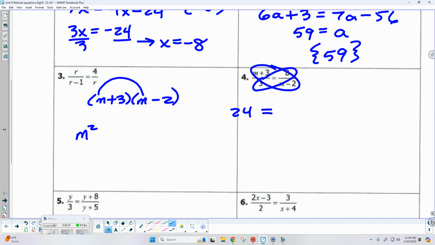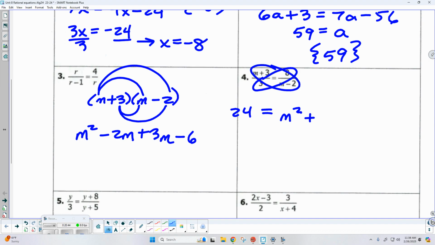Okay. Let's go to the outside. So then this would be m times negative 2, so negative 2m. So what would be the inside? There you go. 3 and m, that is a 3m. And then finally the last term of each one, minus 6. So that's going to be an m squared. So negative 2m plus 3m, that's a 1m minus 6. There you go. And see, we ended up with a quadratic.